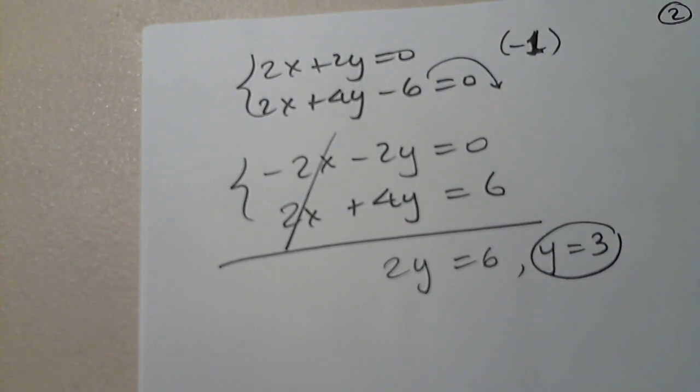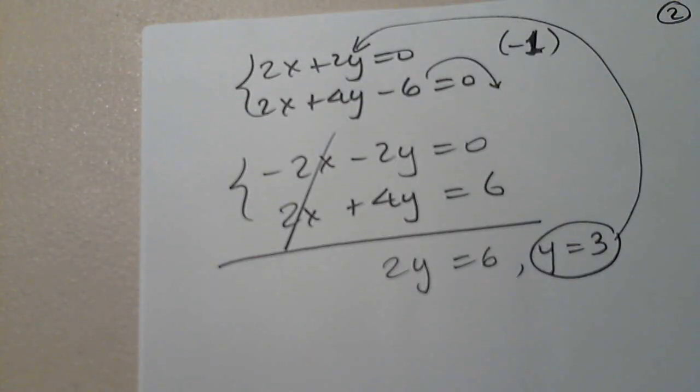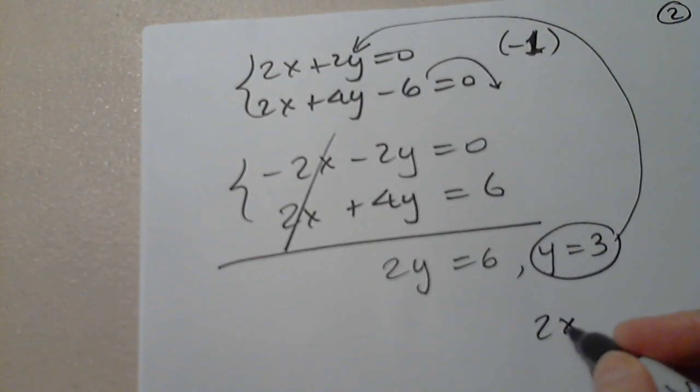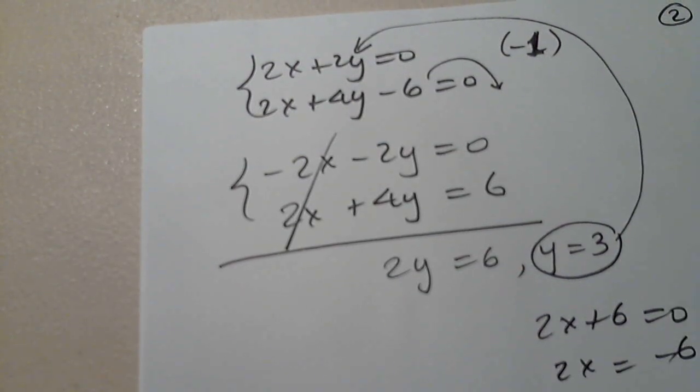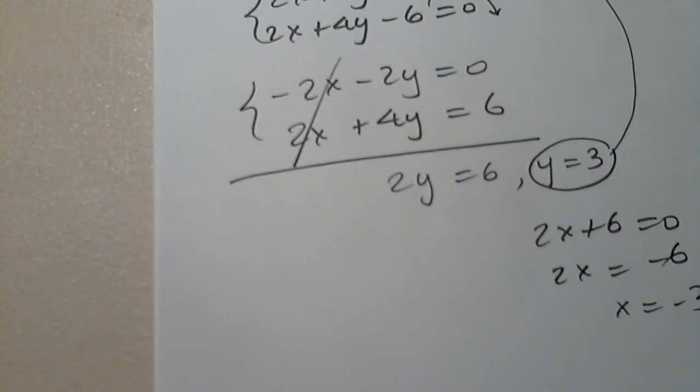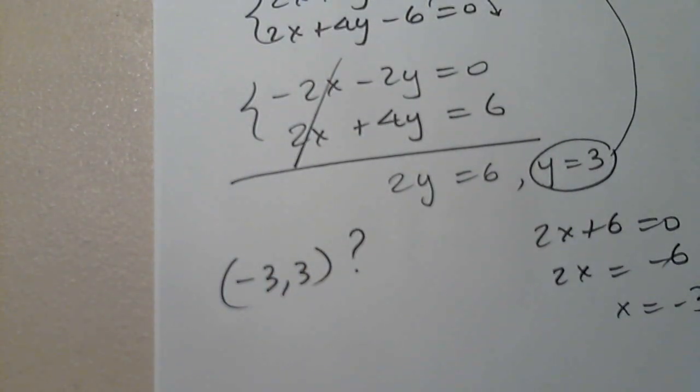This is good, but it's not good enough. I have to go back with y equals 3 and determine x. So then 2x plus 6 equals 0 means 2x equals -6 or x equals -3. So the ordered pair is -3, 3. Does this give a max or a min? I don't know.